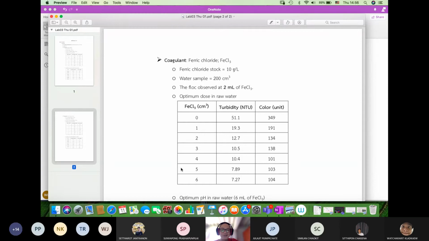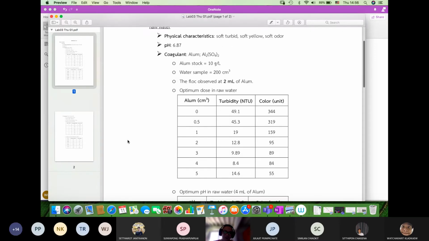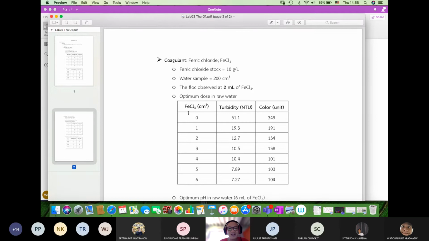Okay. Another one is, you will also have to do the ferric chloride. For the ferric chloride, the same procedure, but just change the coagulation types. In the first series of the experiments, you are using alums, but in the second sets of the experiments, you are going to use the ferric chloride. The same procedure.